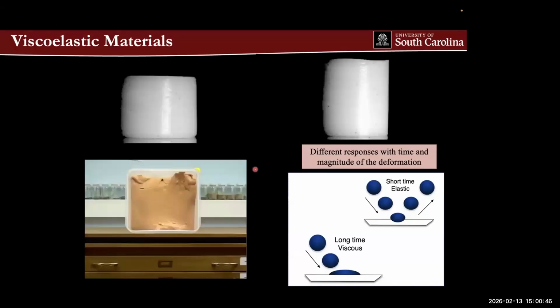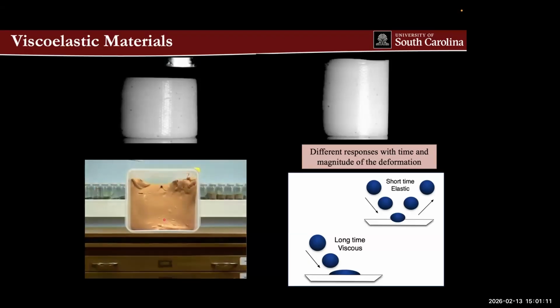As the name indicates, viscoelastic materials are materials that can present both viscous and elastic behavior. A good example is silly putty or Play-Doh. If you hit it very fast and slightly, it's going to behave like an elastic solid, like a spring. It's going to deform, but as soon as you take the deformation or the force away, it's going to recover its original shape.